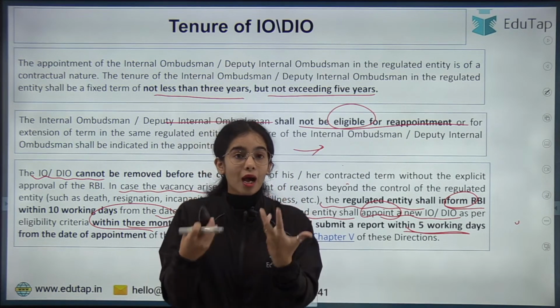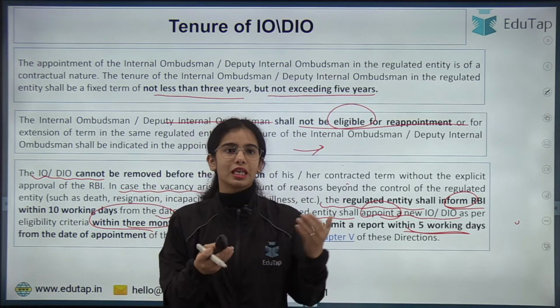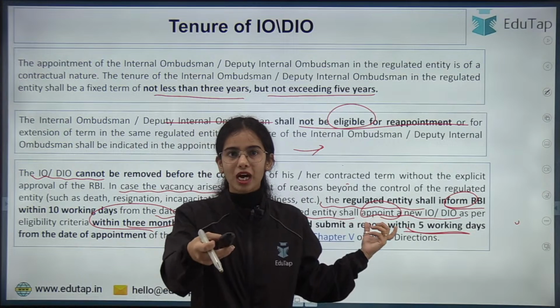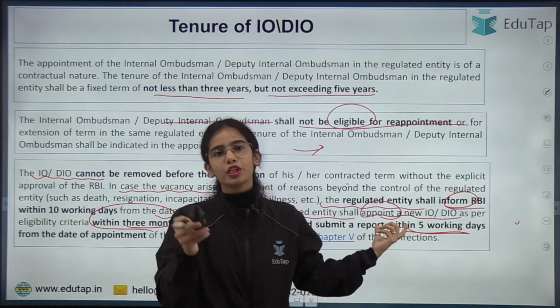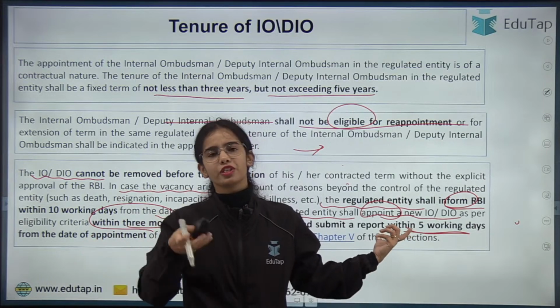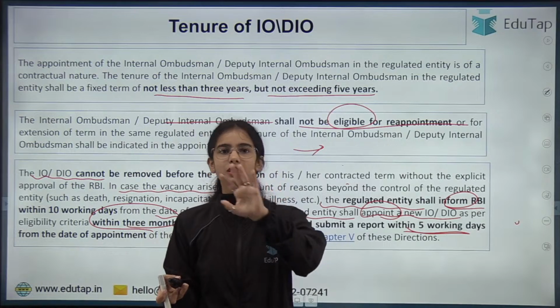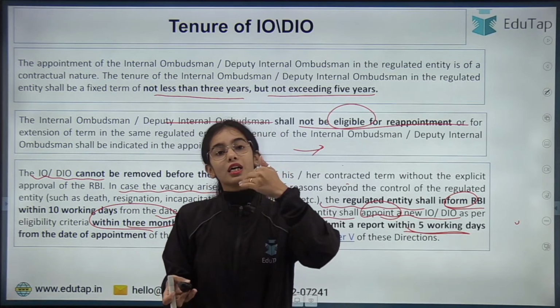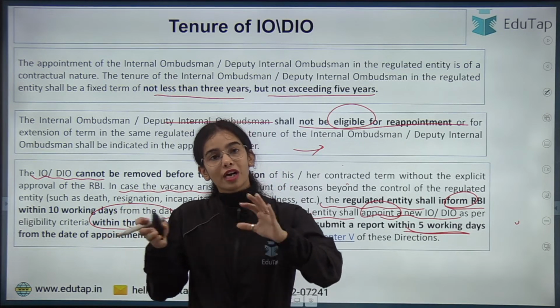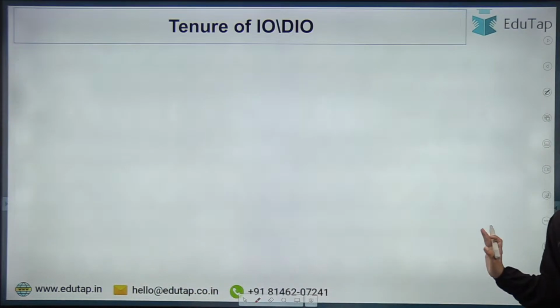If something happens to the person, in that case, within 10 days, first of all inform the RBI, and within 3 months hire a new person as the internal ombudsman or deputy internal ombudsman, whichever position has been vacated, as per the given criteria. Within 3 months hire a new person, and after the hiring of the new person, within 5 working days inform the RBI that a new person has been hired. So that is the idea.